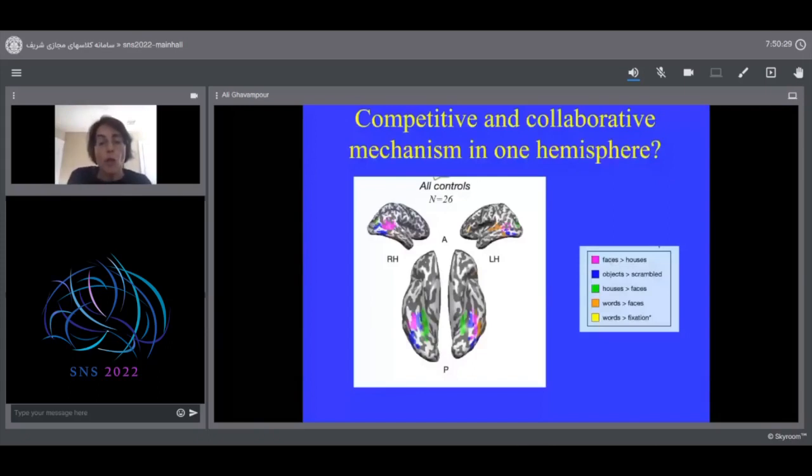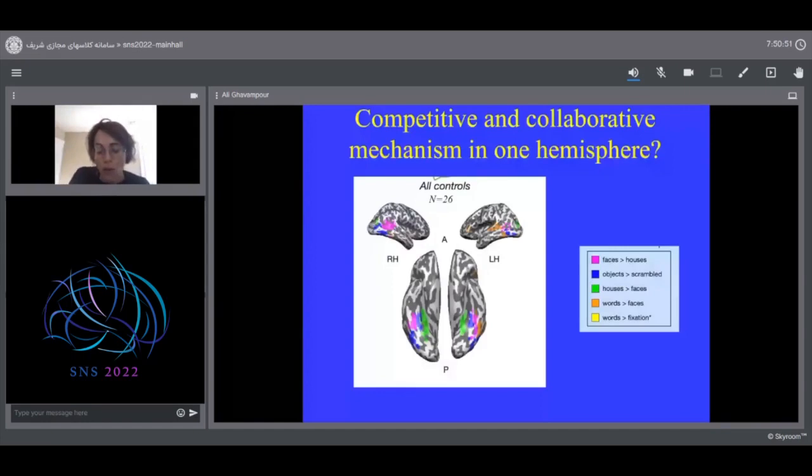So I want to first show you the control data. This is over 26 individuals. We actually have very many more now. What's difficult about this work is that when the patients are, say, 7 years old, we have to get controls at 7 years old. And then when we scan them when they're 9 years old, we have to get a new set of controls at age 9.